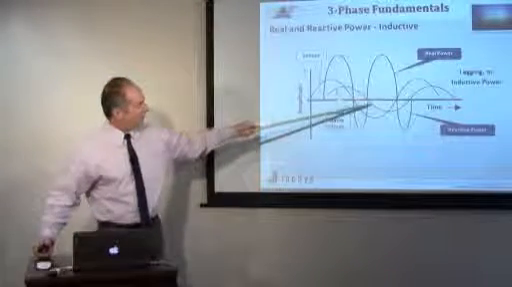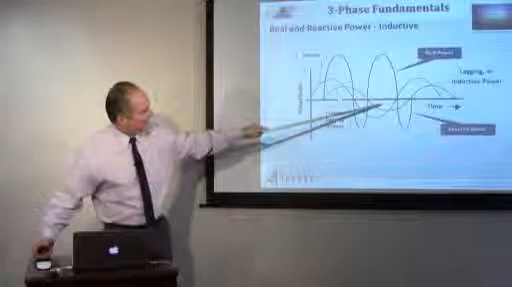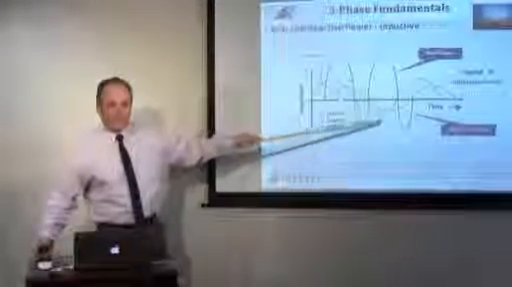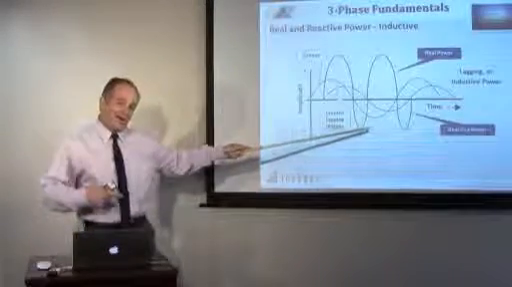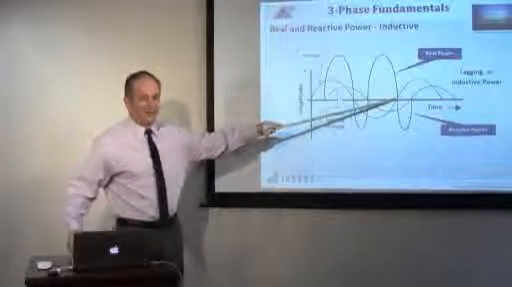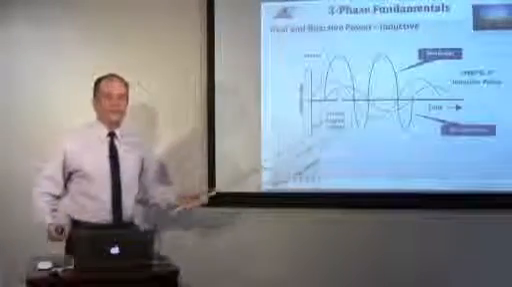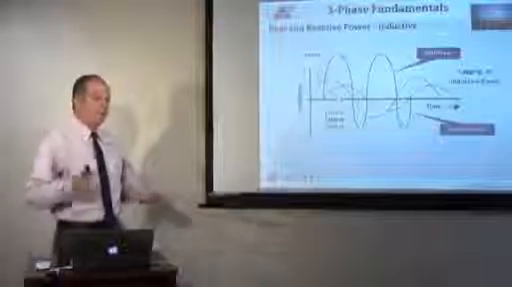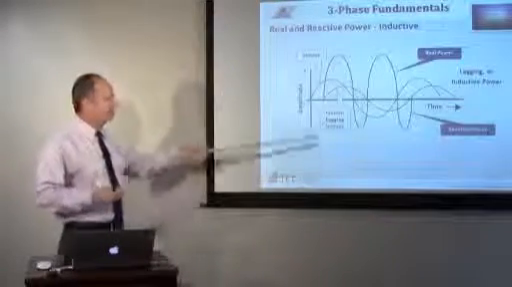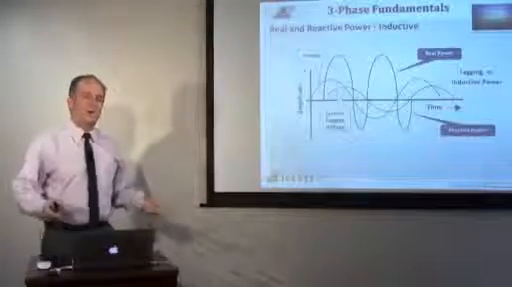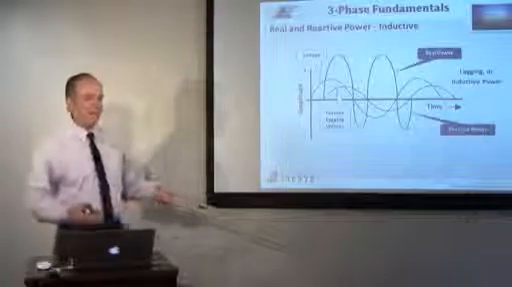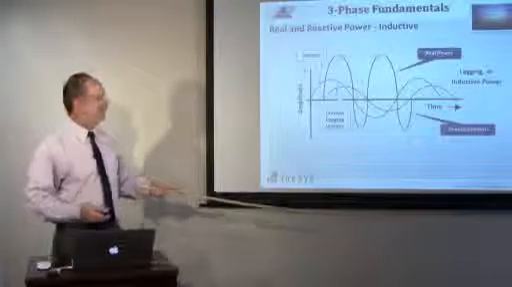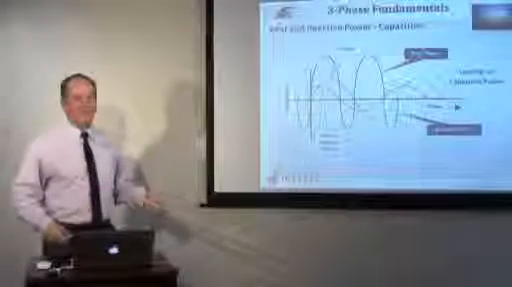Then we have a negative current and a negative voltage. A negative times a negative is a positive. So we have positive power and negative power. You can see that when there's a lagging condition and a leading condition, we end up with negative power, and that's the part that is problematic. You know, we want all the power, okay? So let's look at it capacitive.